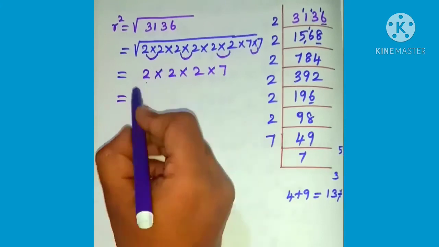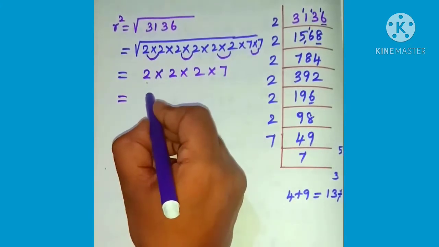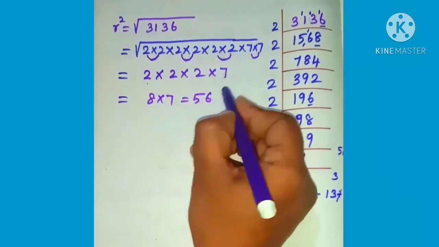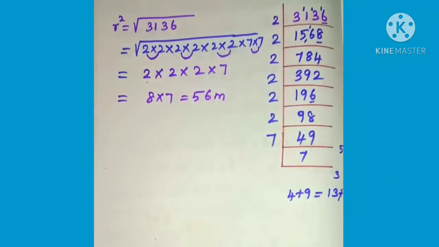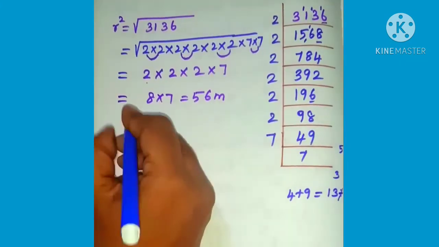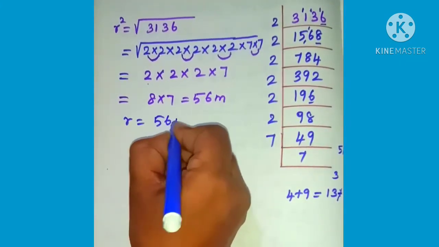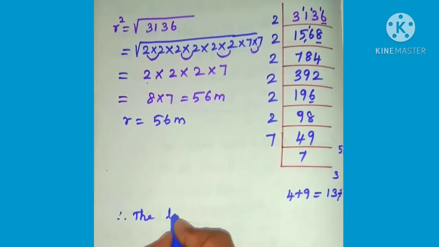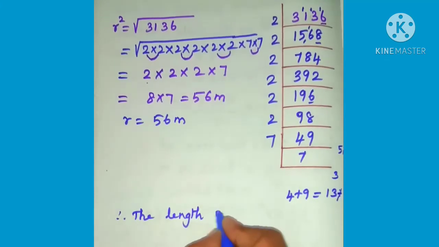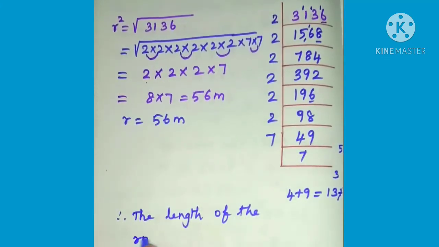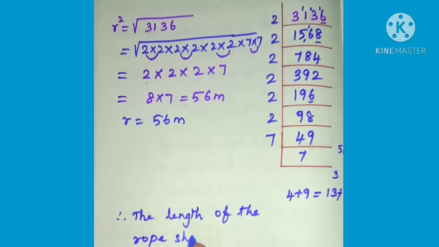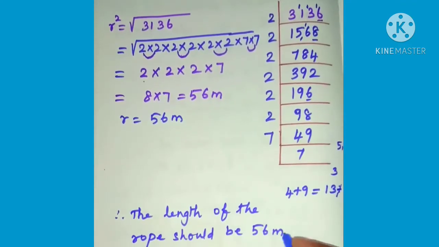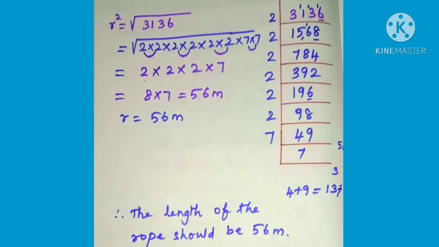So now multiplying all these values, we get 2 into 2, 4, 4 into 2, 8. 8 into 7 is 56. So 56 meter. So therefore radius R is equal to 56 meter. Therefore the length of the rope should be 56 meter, the radius of the rope.